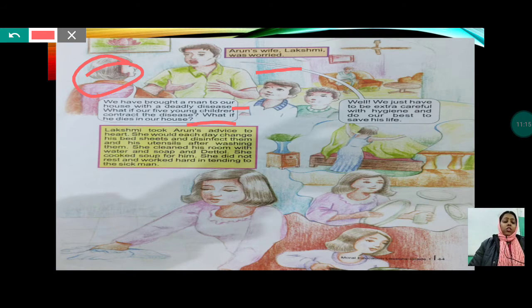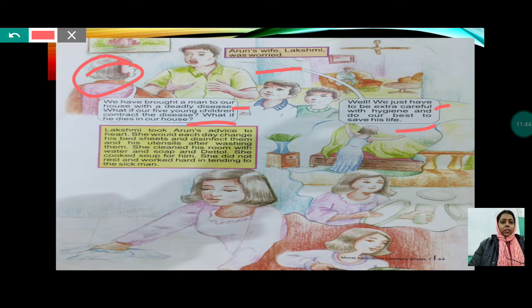So she said that he is having a deadly disease, and what if our 5 children contract the disease? If they get in touch with this disease, what will happen? And what if he dies in our house? People will think that we have done something wrong with him. So Arun said, "Well, we just have to be extra careful with hygiene and do our best to save his life."